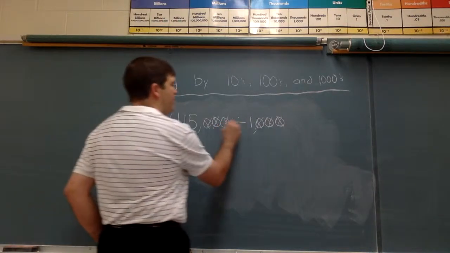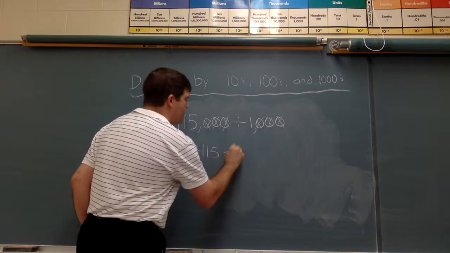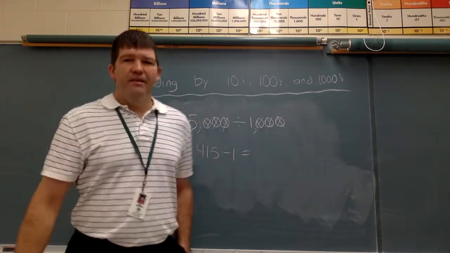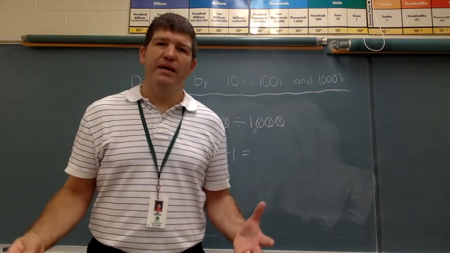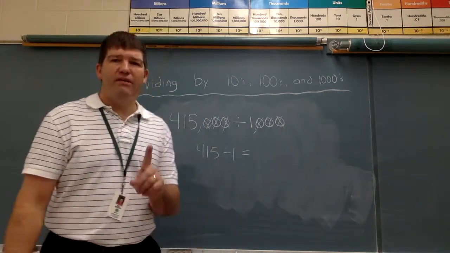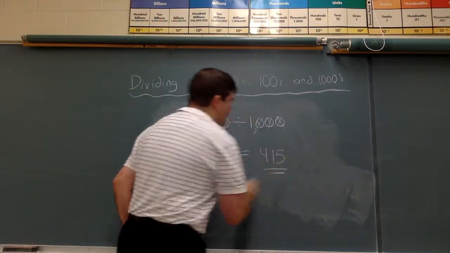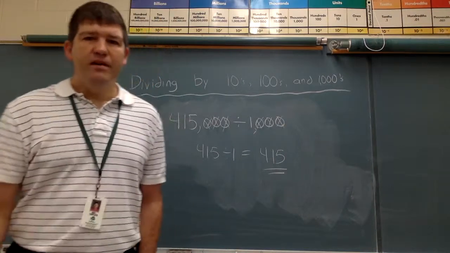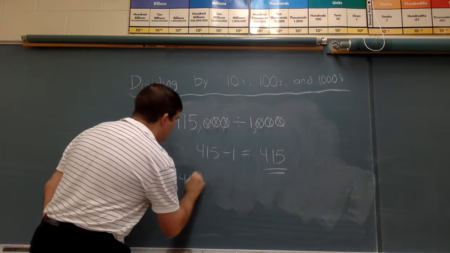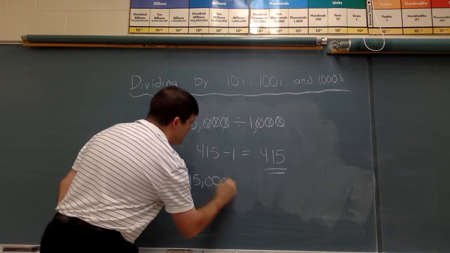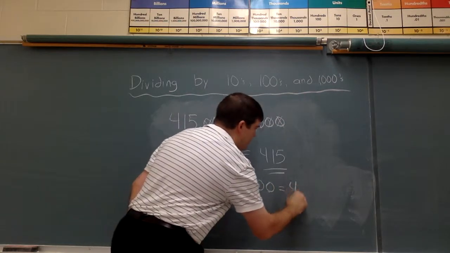Okay? So for this number it worked, and now I'm down to 415 divided by 1. Much more simple than 415,000 divided 1,000 ways. This is 415 divided one way. That I know how to do. 415. But I want to make sure that 415,000 divided by 1,000 equals 415.